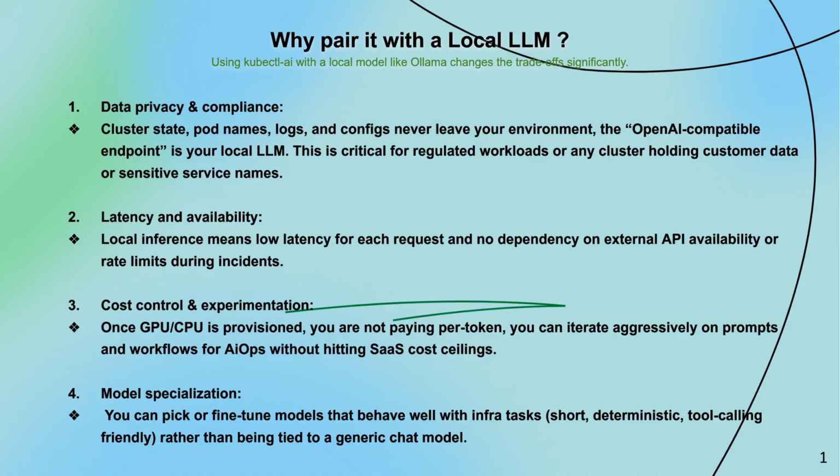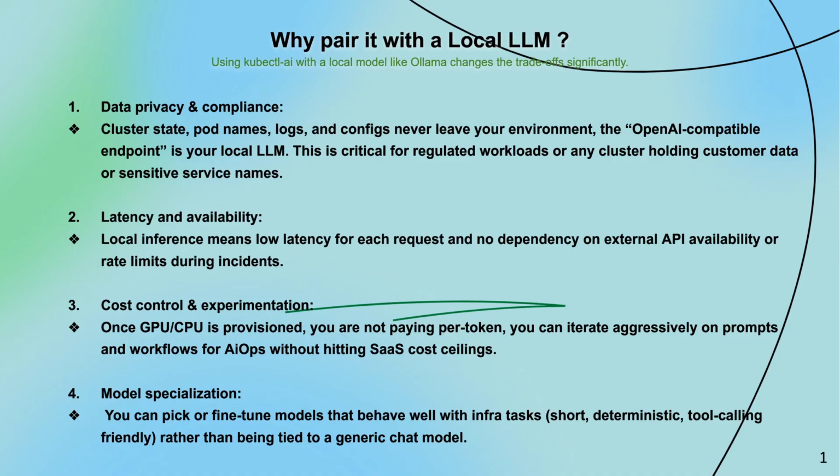With local LLMs, you will have low latency for each request and no dependency on external API availability or rate limits during incidents. You can cut down cost because once GPU or CPU is provisioned, you are not paying per token. You can iterate aggressively on prompts and workflows for AIOps without hitting your SaaS cost.